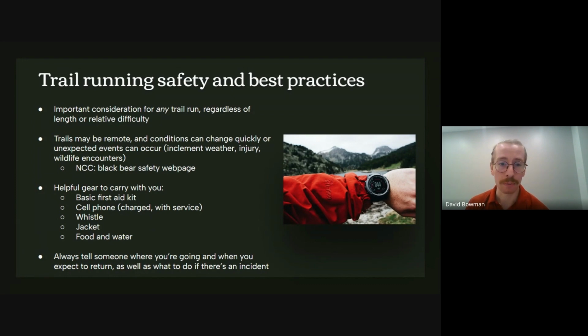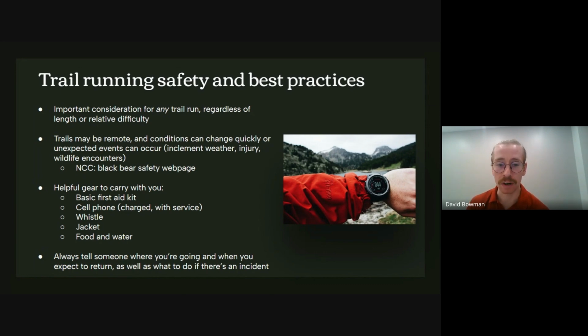I would also say that with respect to safety, there's a lot of considerations for gear to carry with you. This would include things like a first aid kit, a charged cell phone that has reliable service, whistle, jacket, and then things like food and water in case you're out for longer than expected and you become hungry or thirsty. And I'll talk briefly in a moment about some of the best solutions for carrying this equipment.